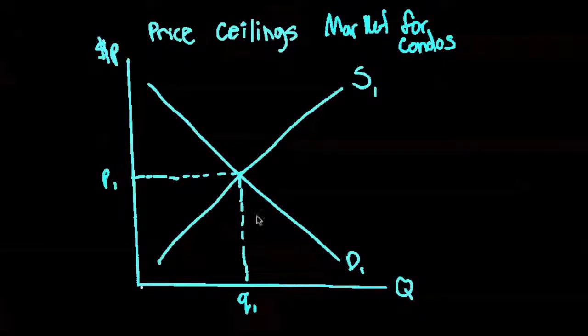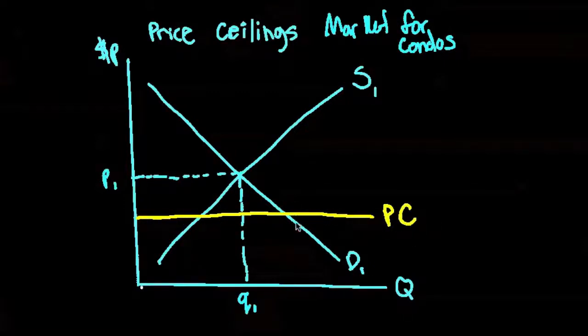Today we're going to be looking at price ceilings in the market for condos. So let's say the government decides that the condo market is too expensive, there are people that are homeless, and this price right here, this market equilibrium, is not realistic. It is just too expensive. So what the government does is they decide to set a price ceiling, okay? So that's the price ceiling.